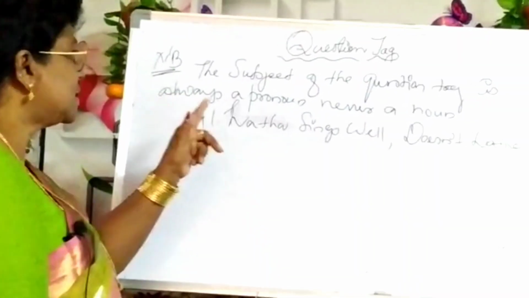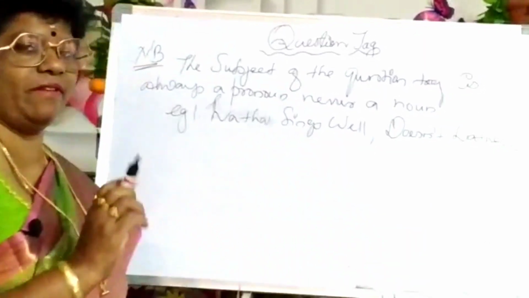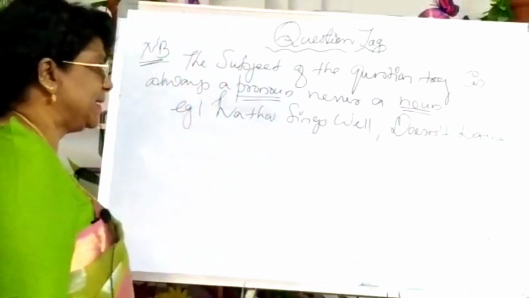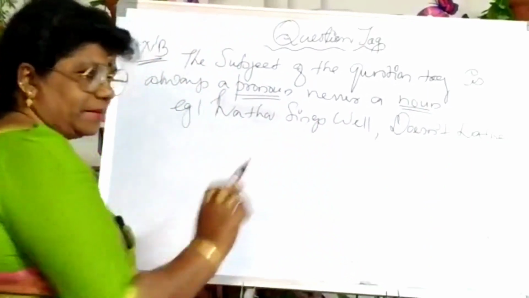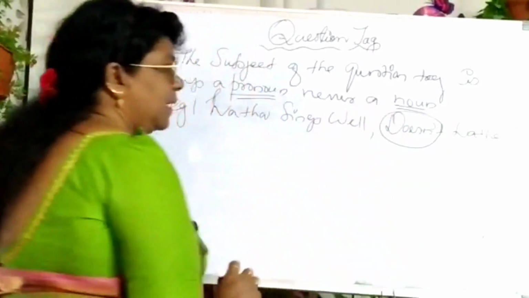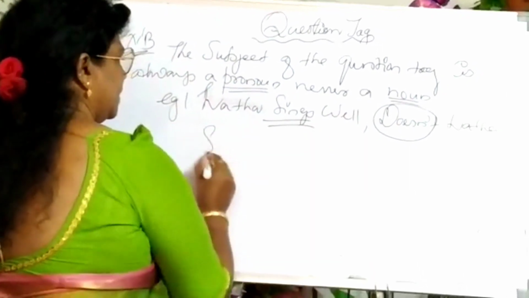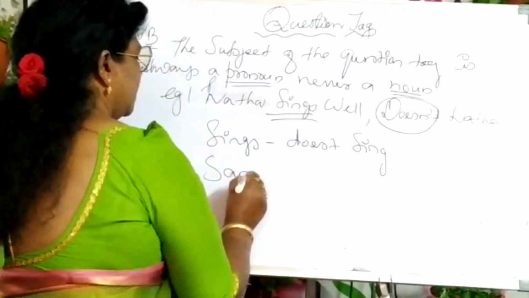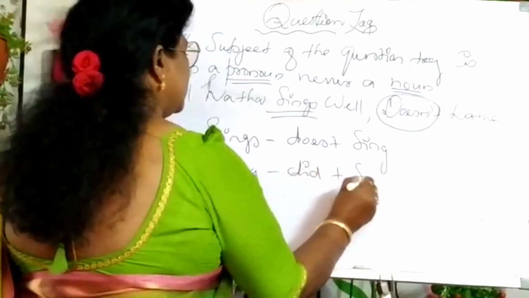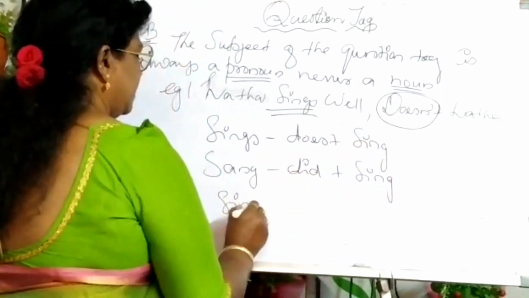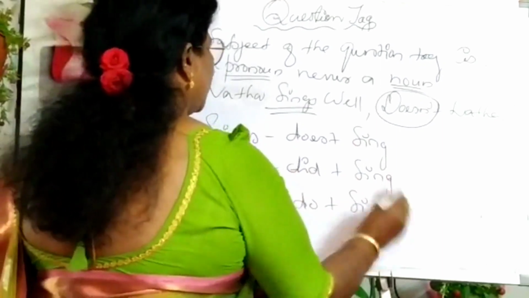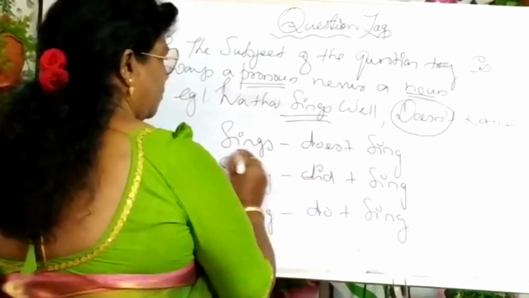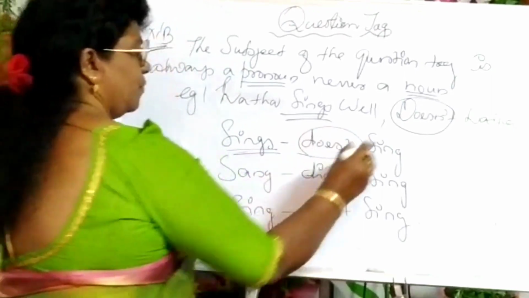Okay, fine. The subject of the question tag is always a pronoun, never a noun. Example: Lata sings well, doesn't Lata? Here, why do we use doesn't? We can break the verb. Sings is does plus sing. Sang is did plus sing. Sing is do plus sing. So here we have taken sings, does plus sing. So we have used does.